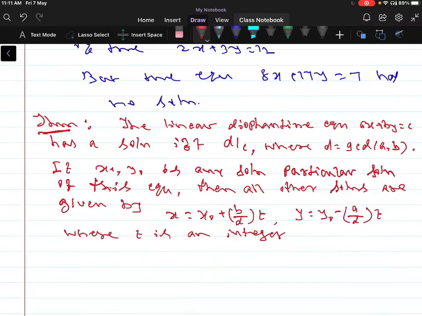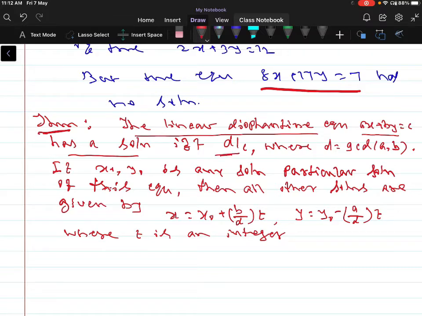We know that 8x plus 17y is equal to 7 has no solution, but the question arises: when does the Diophantine equation have a solution? So what is the condition for solving the Diophantine equation? For all those things we can discuss in this theorem. The linear Diophantine equation ax plus by is equal to c has a solution if and only if d divides c, where d is the GCD of a comma b. So this is the first part of the theorem.